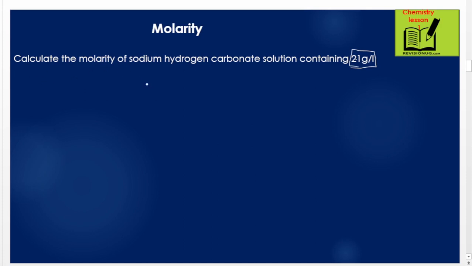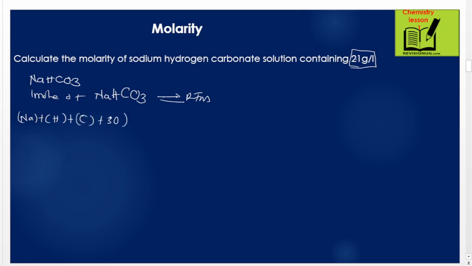Let us first write our formula for sodium hydrogen carbonate, NaHCO3. This is in a solution. Let us first write the leading statement: 1 mole of sodium hydrogen carbonate is equivalent to its RFM. What is the RFM of sodium hydrogen carbonate? Sodium, plus a hydrogen atom, then 1 carbon and 3 oxygen atoms. So we have 23 plus 1 plus 12 plus 48. Where is this 48 coming from? 16 times 3. Now let us compute using a calculator. This is going to be 23.